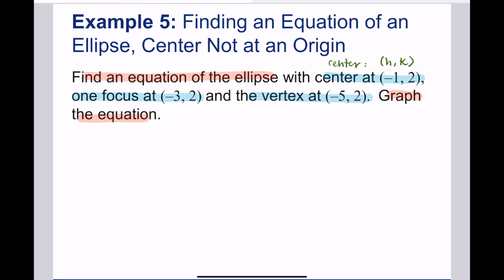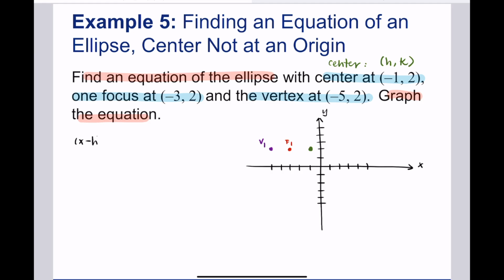It'll help us if we just plot the points that we're given so we can see, are we going to have a horizontal major axis or a vertical major axis. So we have a center at -1, 2. We have one focus at -3, 2. And we have a vertex at -5, 2. So we can see here that our major axis is going to be parallel to the x-axis, which means that our a squared is going to be below the (x minus h) squared term for our equation for our ellipse.